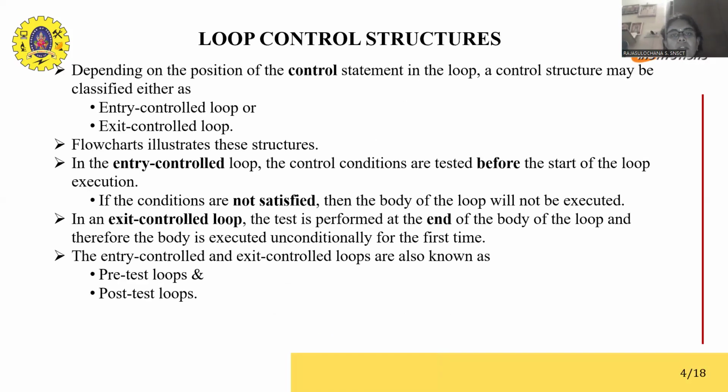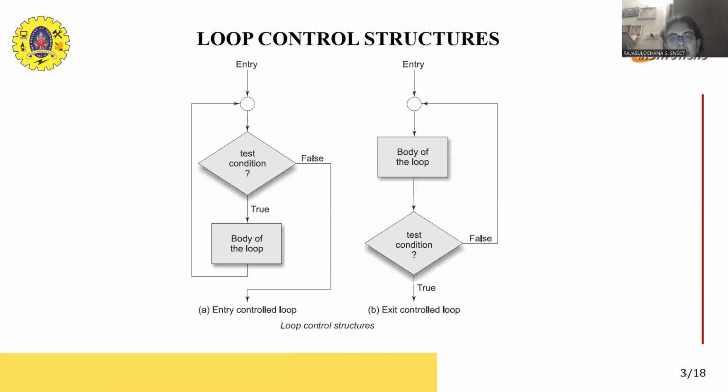If you see the second part, the test condition is given after the body of the loop, which means the body of the loop will be executed at least once before the test condition is checked. So the test condition can be given either at the beginning of the loop or at the end of the loop. In both ways, we can specify the test condition.